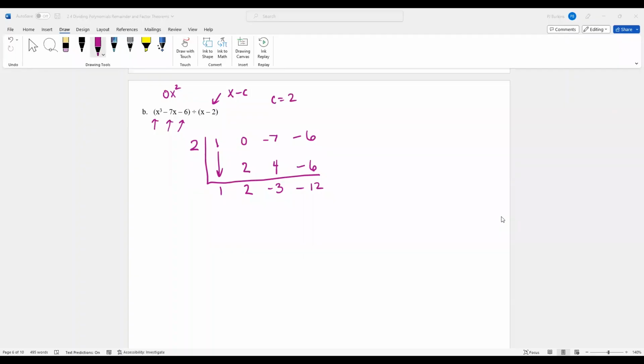Okay, so remember that the last term is the remainder. This is a constant. And the rest are coefficients on, this would be x to the first. This is a coefficient for x squared. So my factor is 1x squared plus 2x minus 3, and then minus 12 over x minus 2.